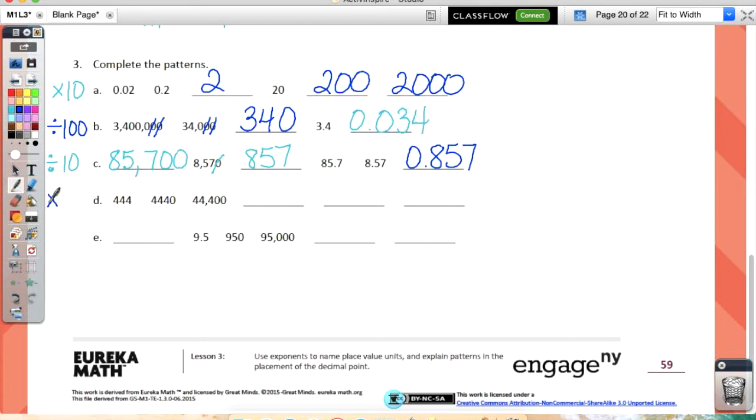Someone besides Quentin. Carter, what do you think? If I'm going to multiply all of these by 10, what trick am I going to use? The 0 trick. So I'm going to add 1 0 to the end of every number. Okay?